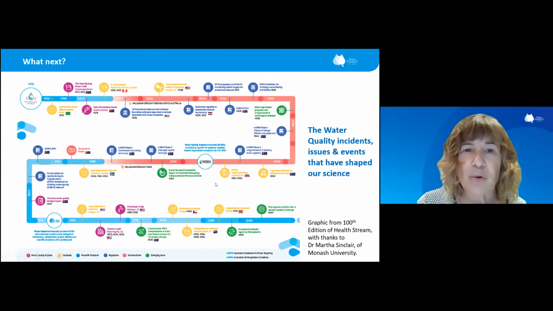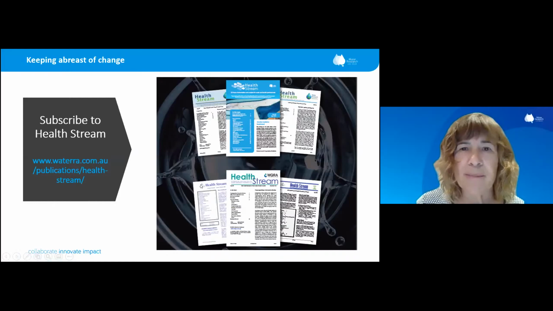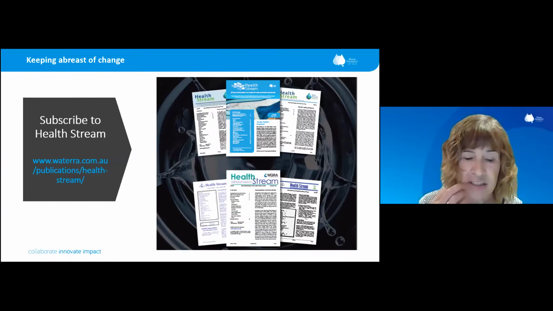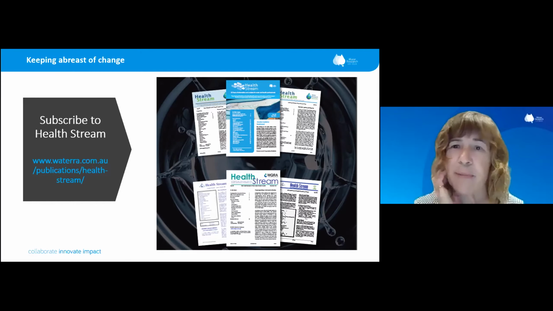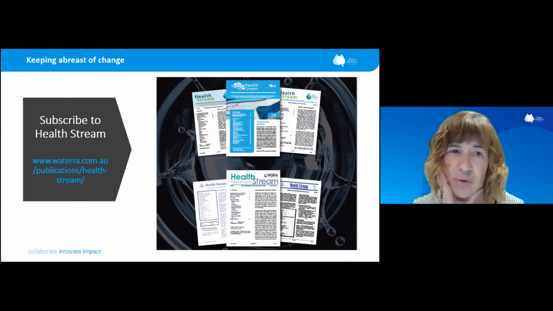So I will also point out that this graphic was from our publication Health Stream, which is a quarterly publication which provides water quality insights for today's professionals. And it really is the place where those multi-end user and researcher perspectives come together to describe how impact can be achieved and what has happened in relation to water quality incidents and what's happening, not just in Australia, but globally. So anyone whose organisation is a member of Water RA has access to this as part of their membership package, but anyone else is welcome to subscribe.